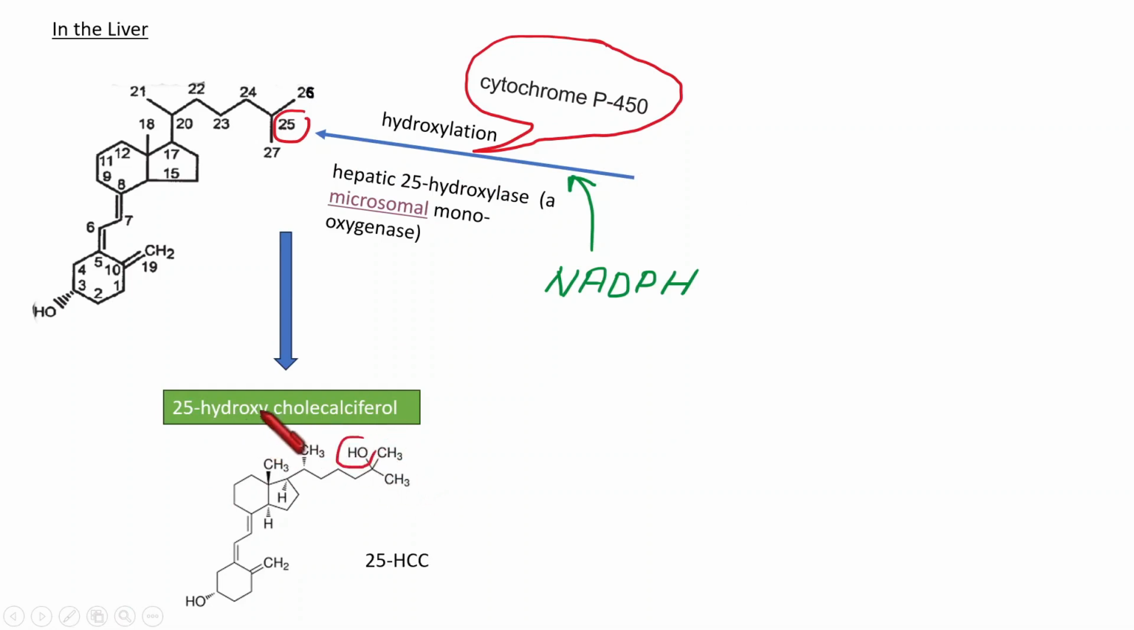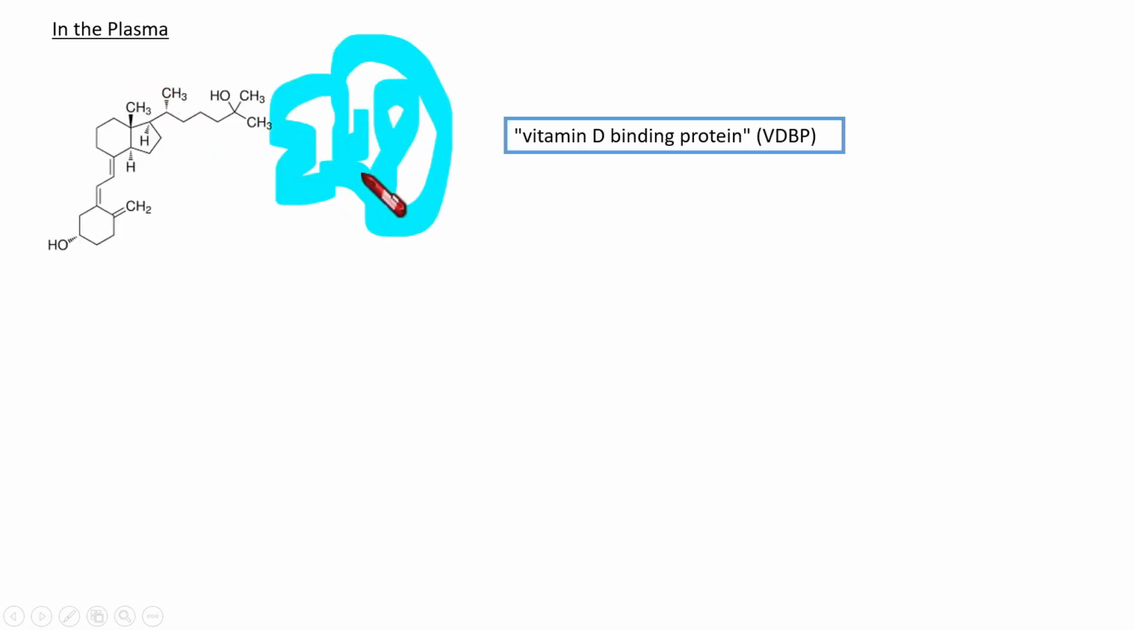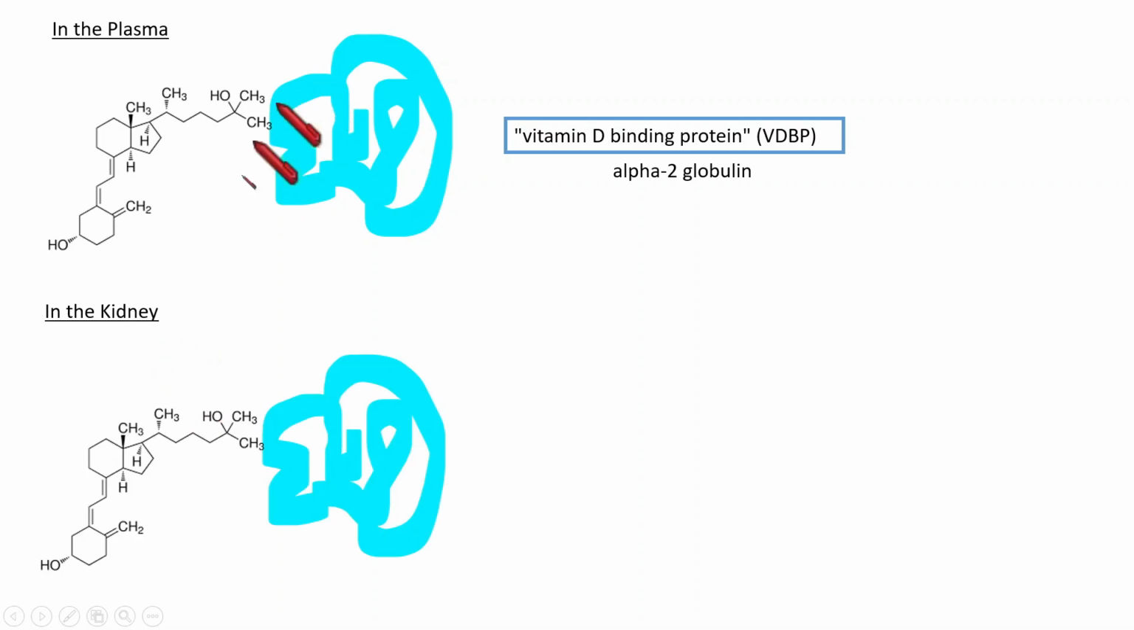25 hydroxycholecalciferol. In short form, we can write it as 25HCC. Then it will move to the plasma. On reaching the plasma, it will bind with another protein. What is its name? Vitamin D binding protein, because this protein binds with vitamin D. In short form, we can call it VDBP. This protein is an alpha 2 globulin protein. And this complex then will move to the kidney.